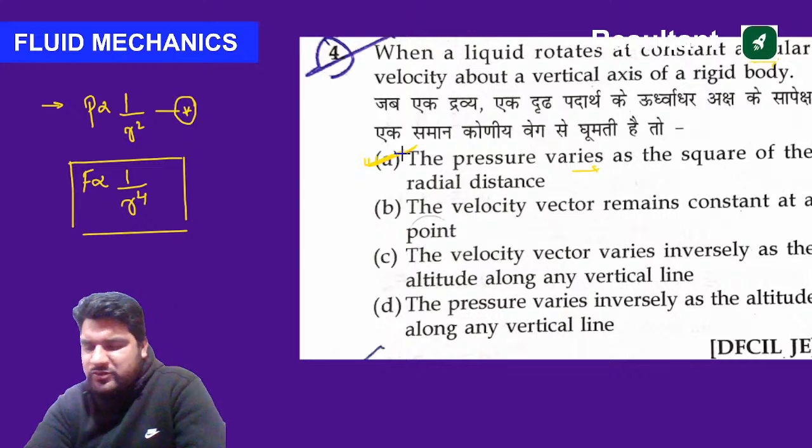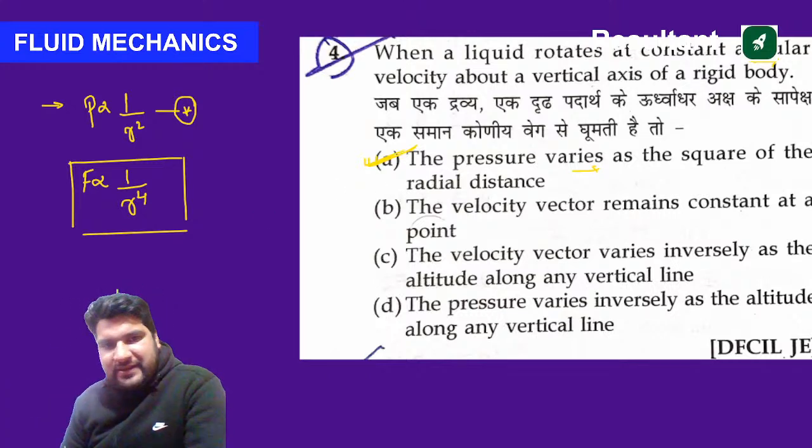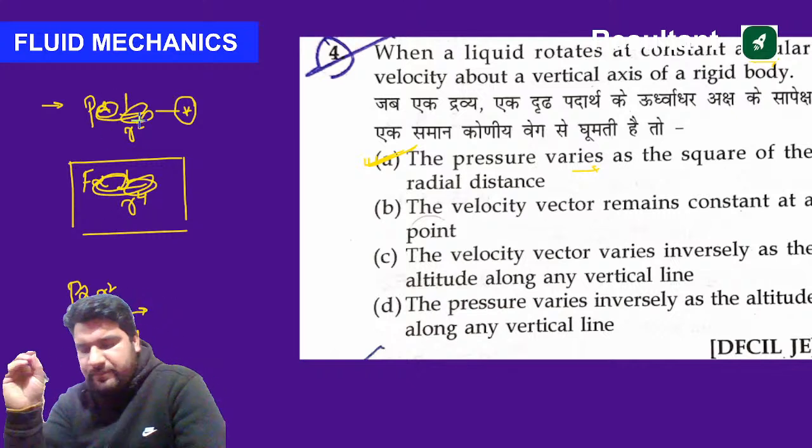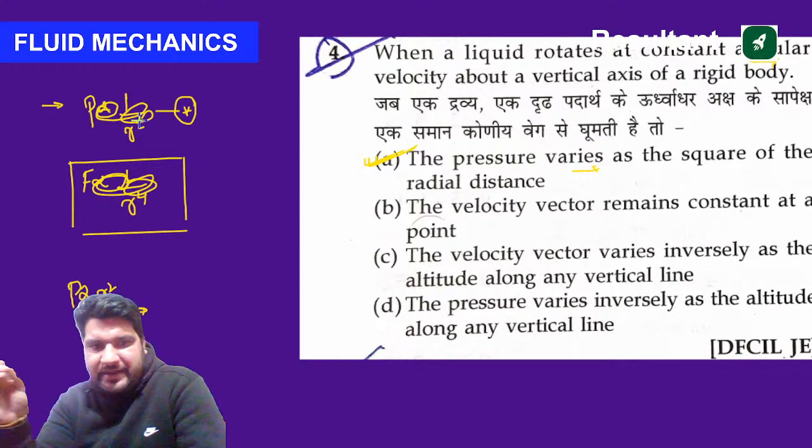Pressure varies with the square of the radial distance. I was wrong here. Pressure is directly proportional to r square. Absolutely correct. Pressure is directly proportional to r square, and the force is directly proportional to r power 4. Okay, so the pressure is directly proportional to r square, and the force is directly proportional to r power 4.